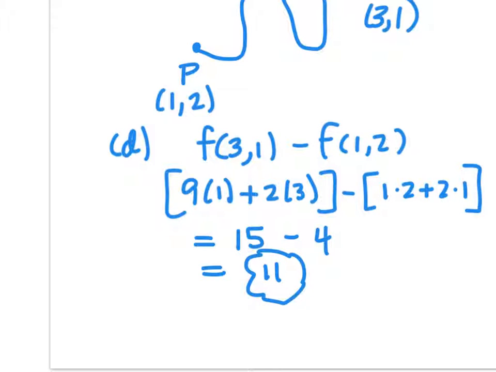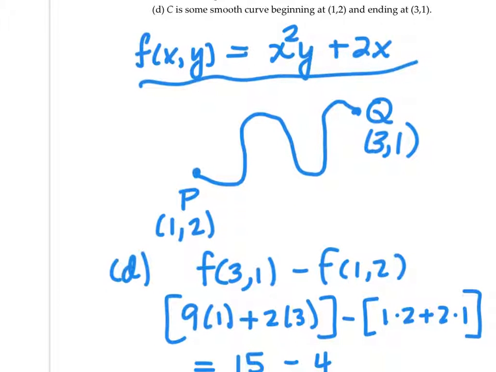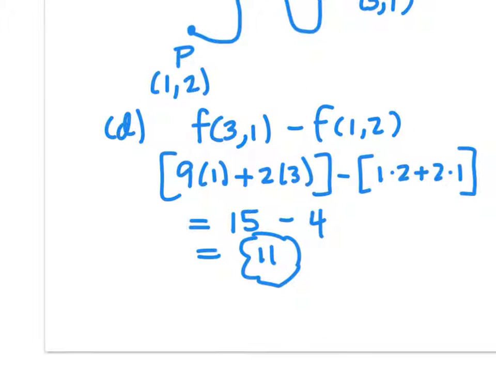And again, it doesn't matter how the curve gets from 1, 2 to 3, 1. The value of the integral is going to be 11 regardless. So that's basically what you need to know about the fundamental theorem of line integrals. Just remember you can only apply it when the vector field is conservative.